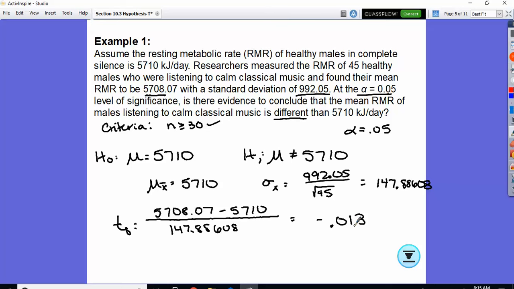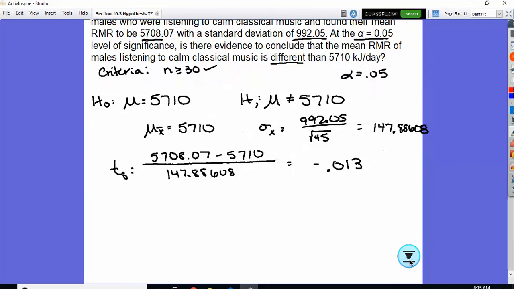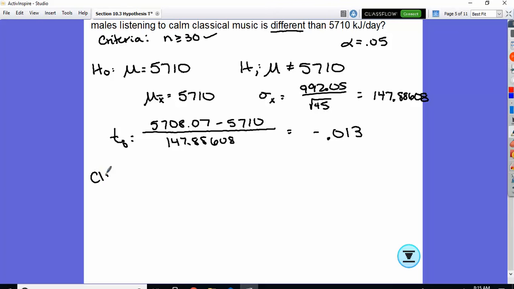All right, so I'm going to finish this problem 3 different ways. I'm going to show you the classical approach, I'm going to show you the p-value approach, and I'm going to show you on the calculator. Basically, every way that we could do it. So for classical, okay, if you look back, we've got our t-value. Now we need to look at our table to get the critical value.